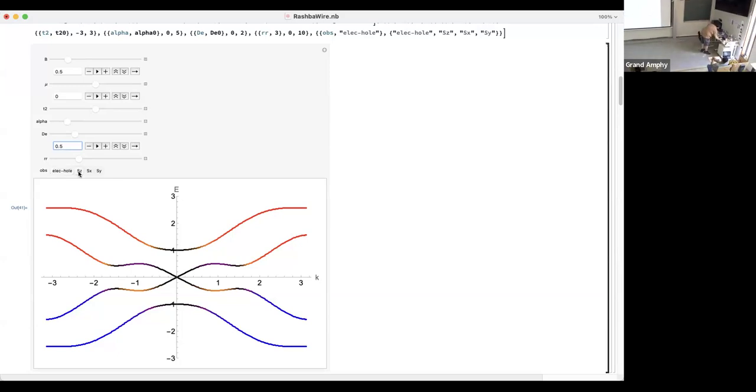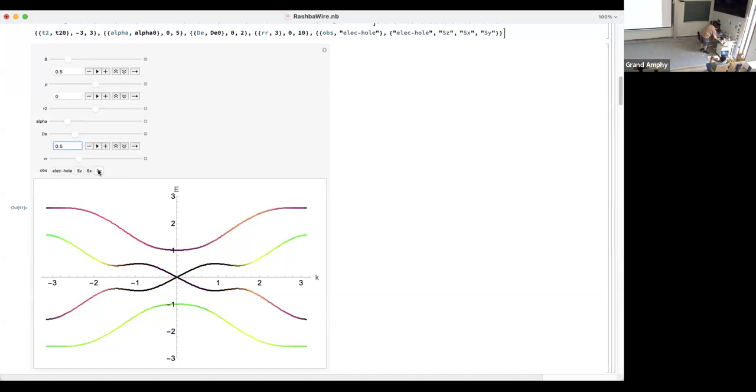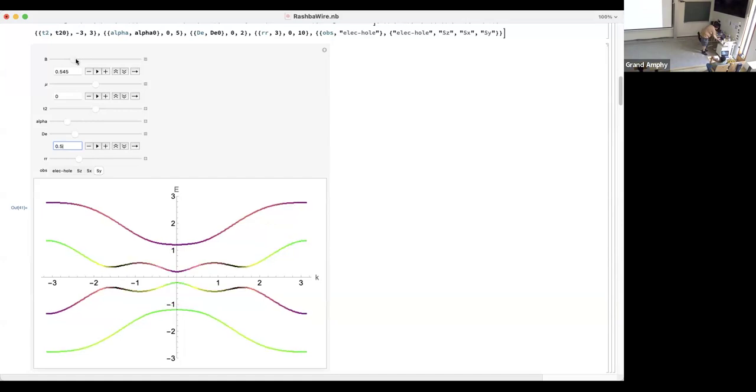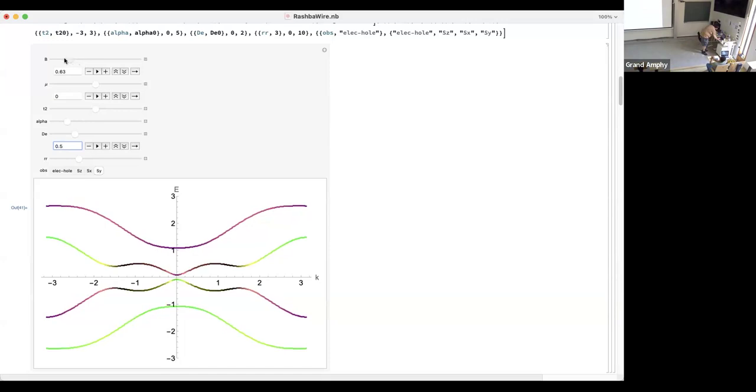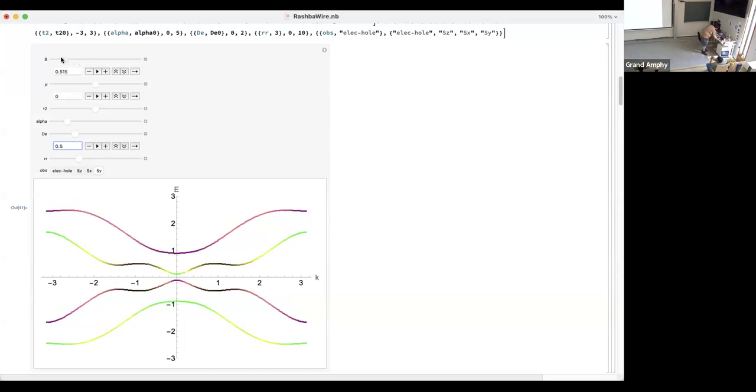So if you look at SZ, sorry, more SY, go along the magnetic field. Yes, so the magnetic field is not achieving a good polarization at all, but it is killing the gap. Okay, so this is the transition point. So if I increase the B a little bit from this point, the gap will open. If I decrease the B a little bit from that point, the gap will again open.